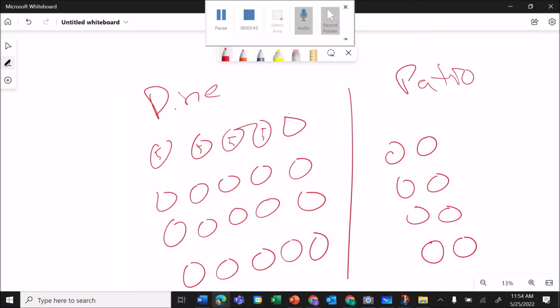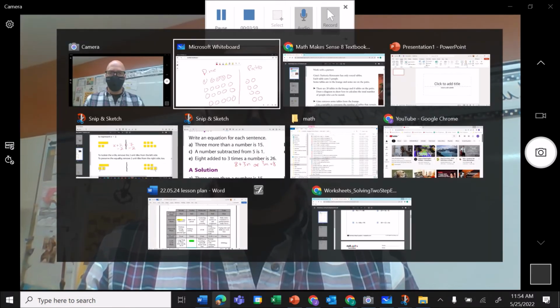Okay, so we started talking about first what's a diagram. A lot of people thought we wanted numbers. No, this is a diagram. So we got the dining room and the patio, 20 tables in the dining room, 8 on the patio. It says there's 5 per. But now let's flip this.